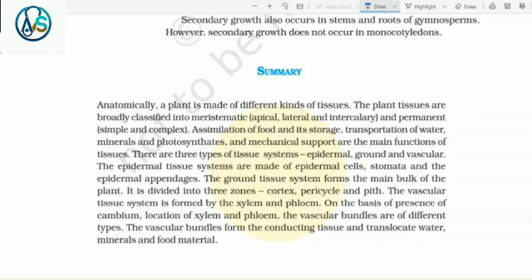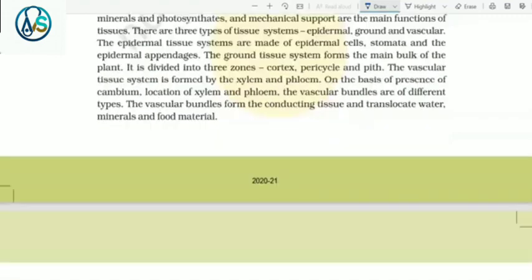The epidermal tissue system is made of epidermal cells, stomata and the epidermal appendages. The ground tissue system forms the main bulk of the plant. It is divided into three zones: cortex, pericycle and pith. The vascular tissue system is formed by the xylem and phloem. On the basis of the presence of cambium, location of xylem and phloem, the vascular bundles are of different types. The vascular bundles form the conducting tissue and translocate water, minerals and food material.